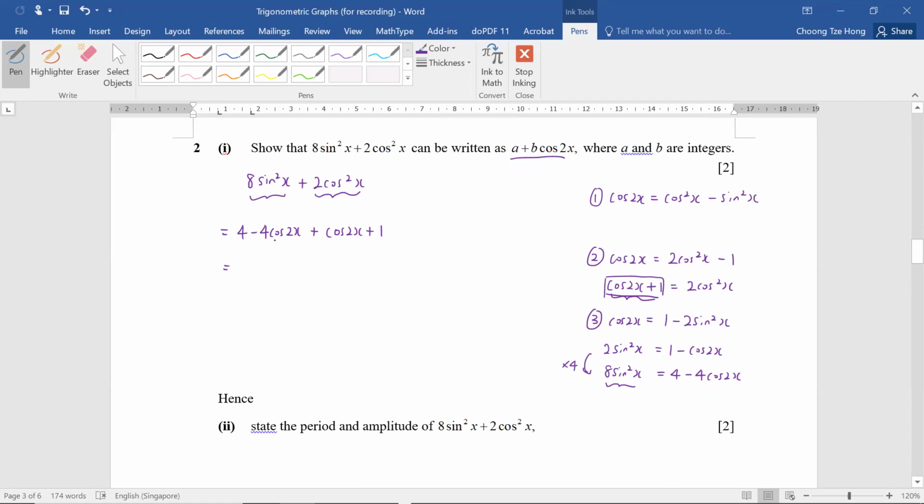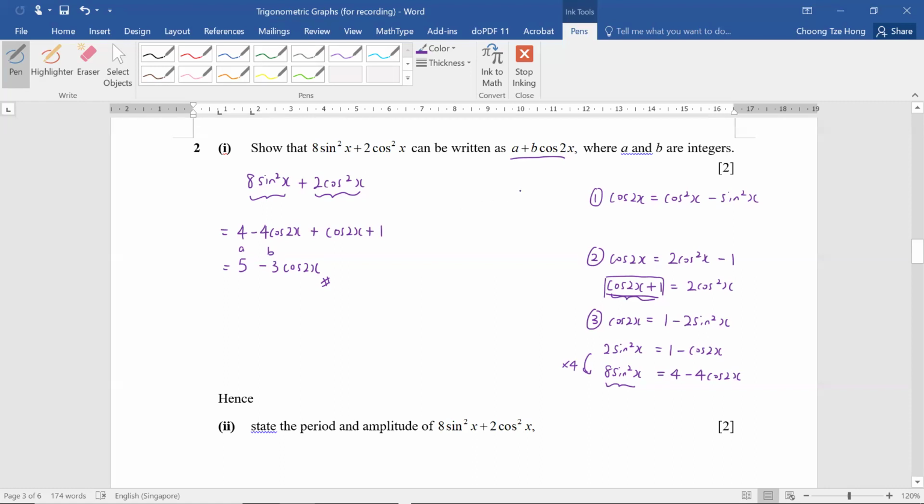So if you simplify it, you will get 5. Negative 4 cosine 2x plus cosine 2x, you will be left with negative 3 cosine 2x. So this is the form that we want. In other words, if you compare, A will be 5, and then B will be negative 3. Right, so actually this is not a very difficult question. So you need to take the cue from what they want.